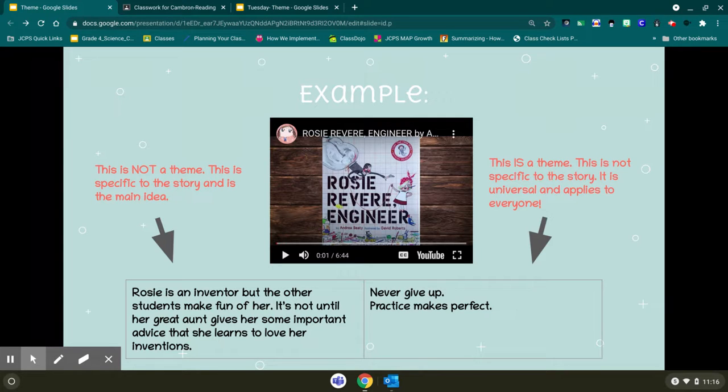Our story has two different themes actually. So you're going to talk about never giving up. Rosie gets a little discouraged, but her great aunt says, you can do it. You're doing awesome. And she decides to go back to inventing. So she does not give up.